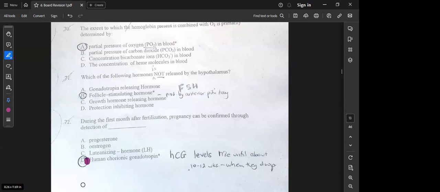So we go to number 71. Which of the following hormones is not released by the hypothalamus? So maybe before we answer it, we can talk about the hormones that are released by the hypothalamus. Give me something in the comments, in the chat.